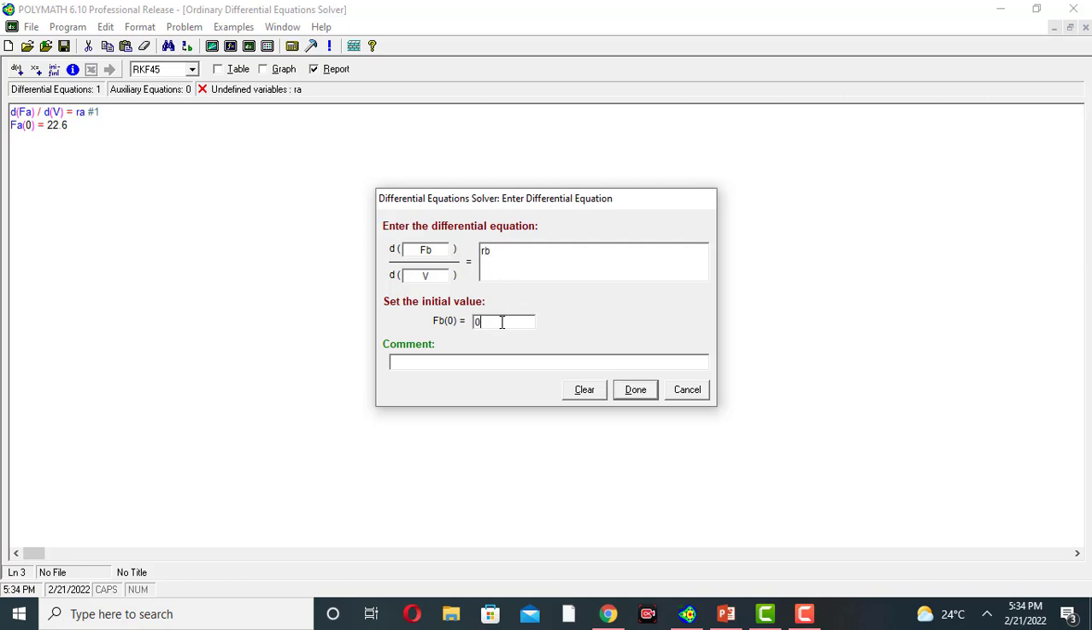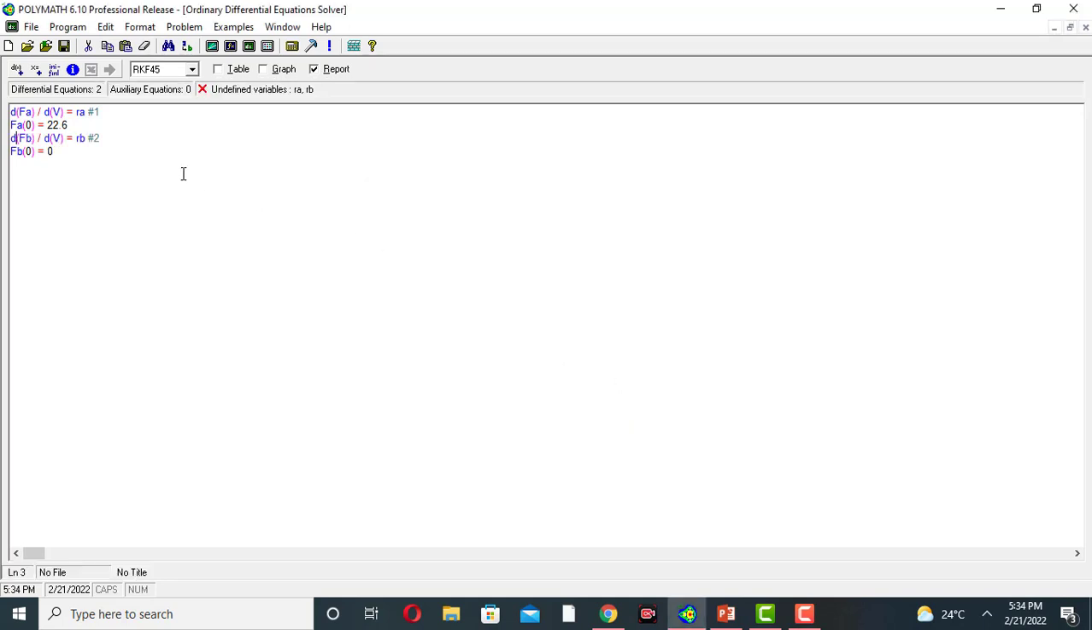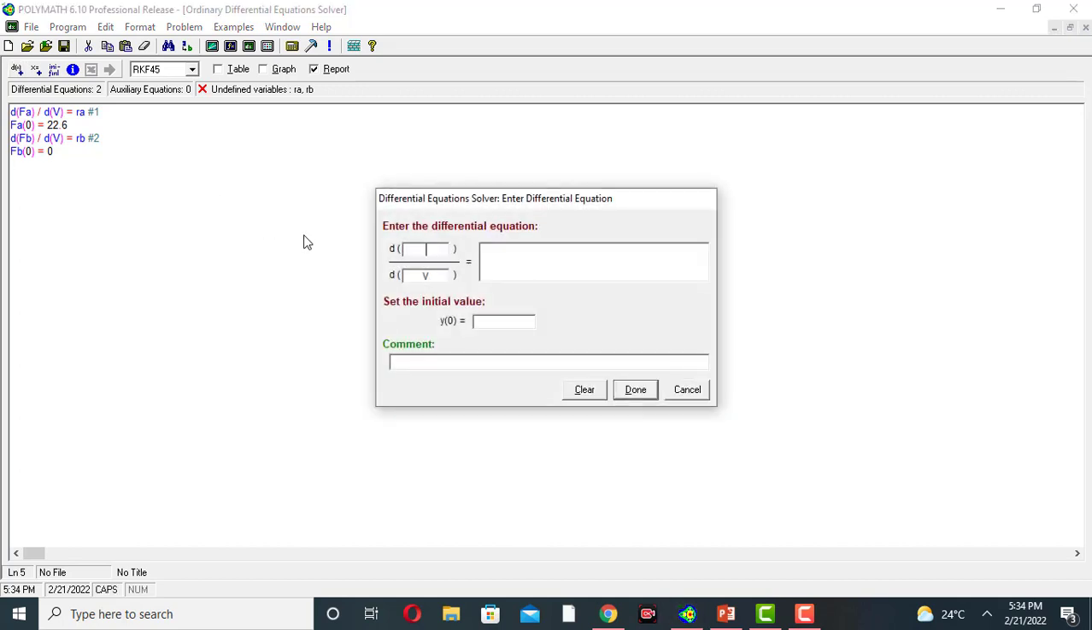Initial value of B0 was 0 because power A was constant, and initially there was no B and no C in the reactor. So in the comment section, this is equation number 2. Come to enter the third differential equation: dFc divided by dV is equal to RC. X0 was 0. This is equation number 3.